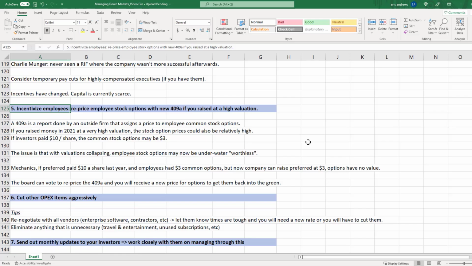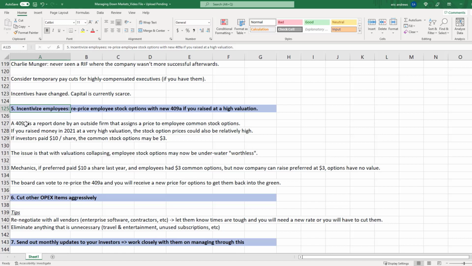There's an amazing trick to reprice employee stock options with a new 409A if you raised at a high valuation. So let me explain the mechanics of this so you can understand what I'm talking about: the difference between preferred and common stock, and how this works, and when you know you need to do this.